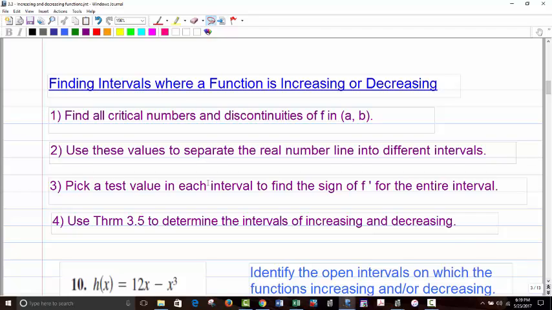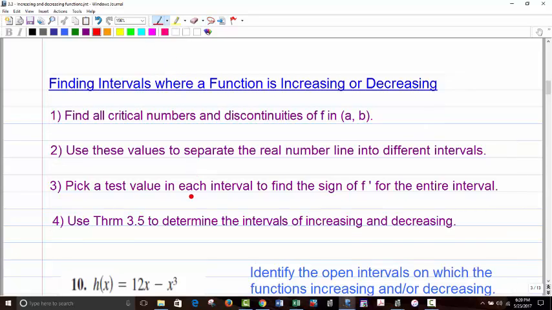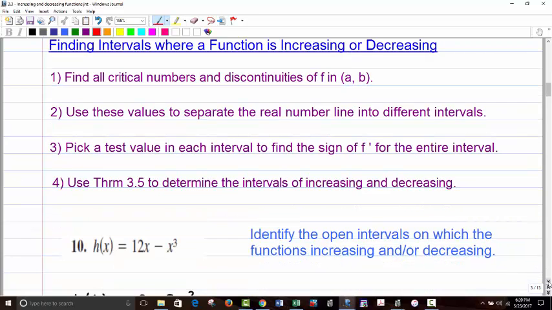Then, once you have your intervals set up, all you have to do is pick a test value in each interval. As long as you have the right points of separation, all you've got to do is pick one point in that interval, and if the derivative is positive, it'll be positive for all values in that interval. If it's negative, it will be negative for all values in that interval. Then using Theorem 3.5, determine increasing and decreasing. A positive interval will be increasing, and a negative interval will be decreasing.